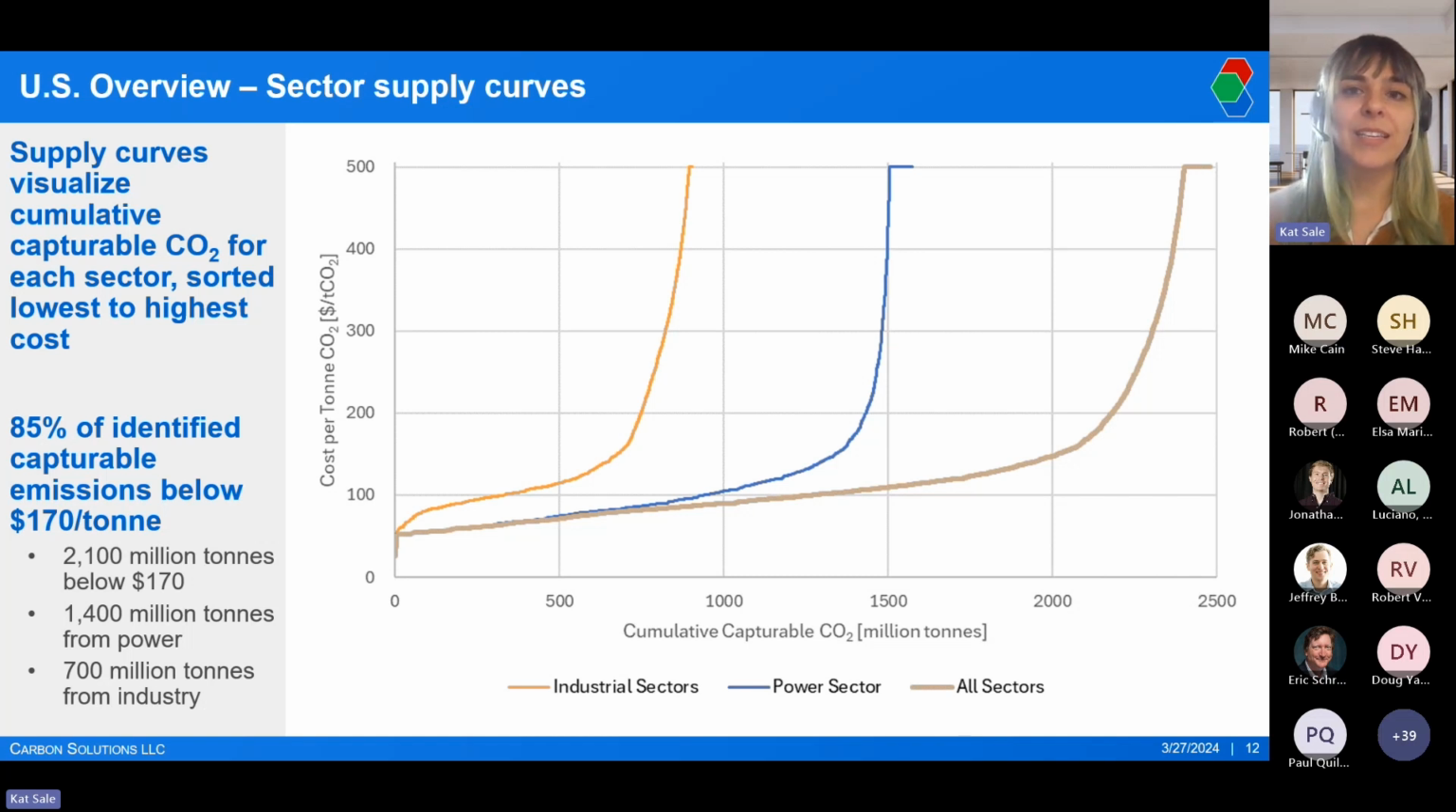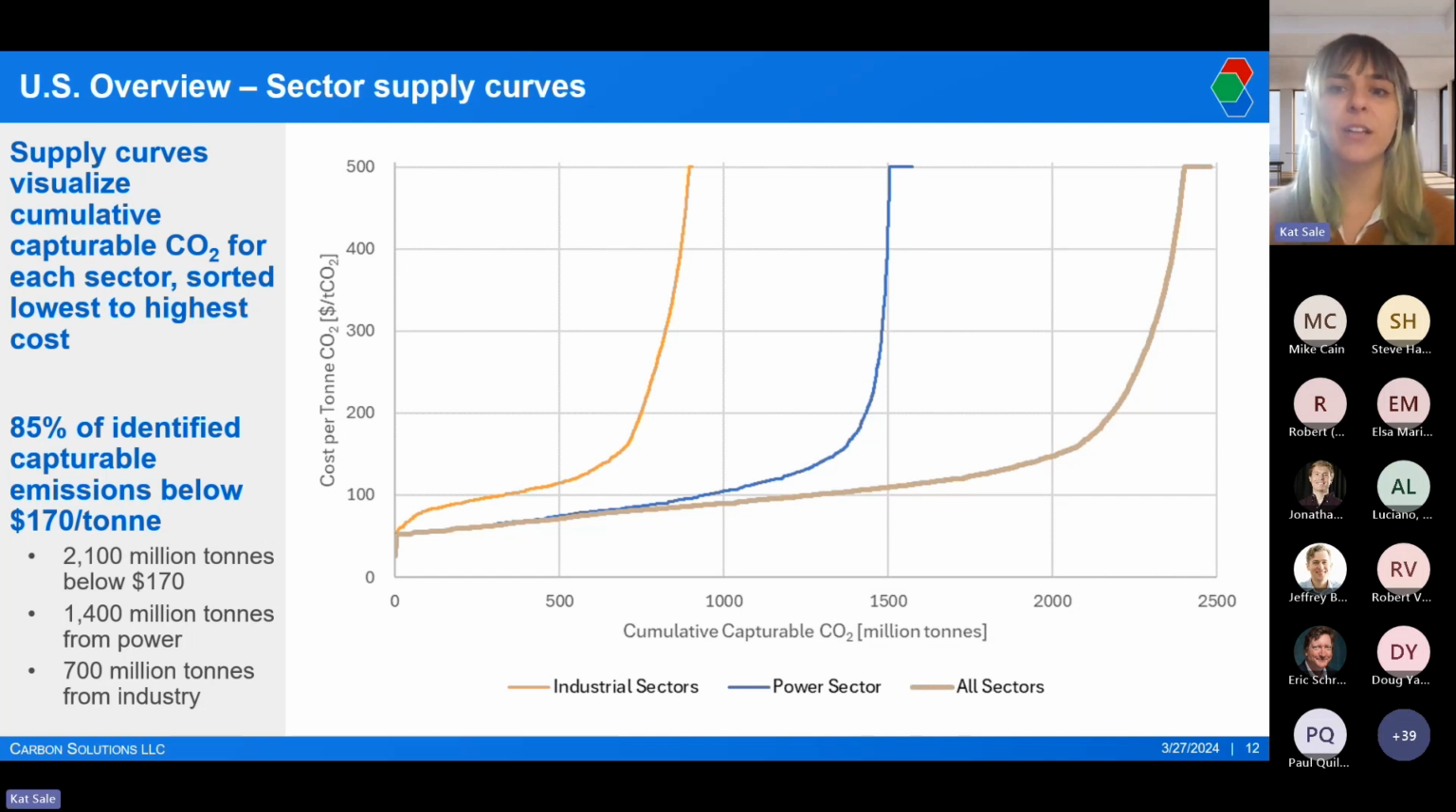And in general, we can see here that the cost of capture for most US emissions is below $170 per ton for both power and industrial facilities. And so in brown here, we have all of our sectors, blue is our power sector, and orange is all other non-power industrial sectors. So below $170 a ton, that accounts for about 2,100 million tons of CO2, or 85% of the total capturable emissions identified in the US, with about 2/3 of those emissions from power generation, and the remaining roughly 700 million tons from industrial emissions.